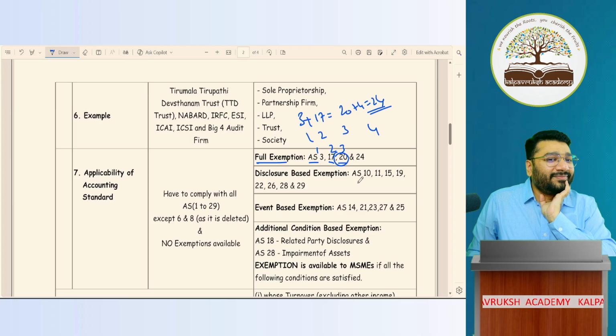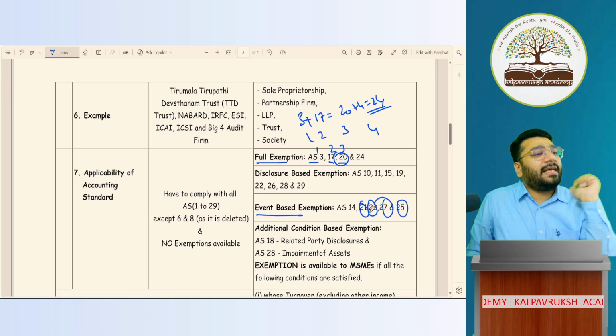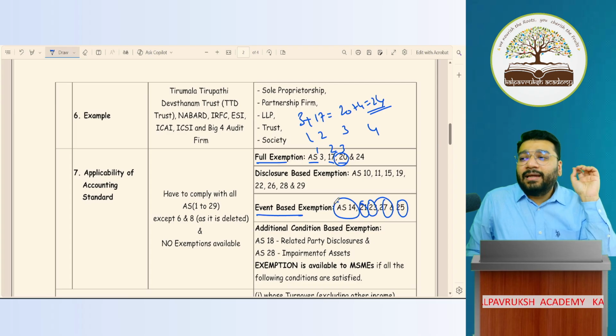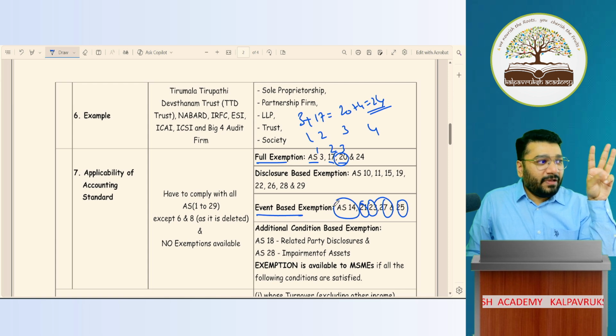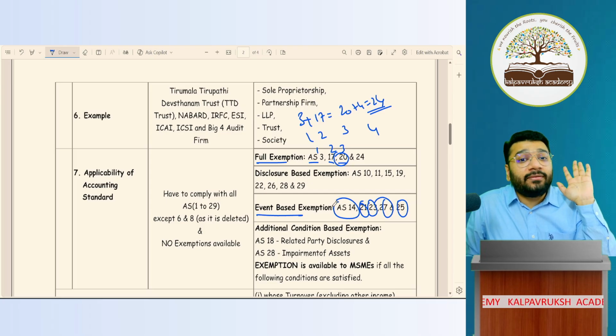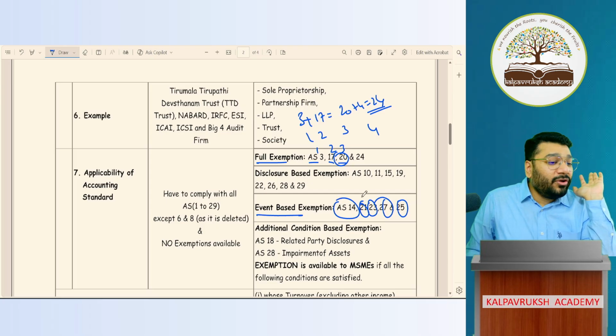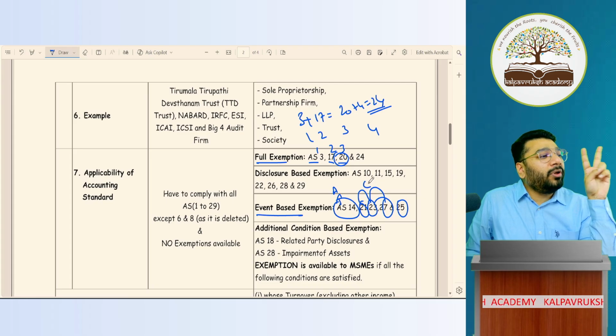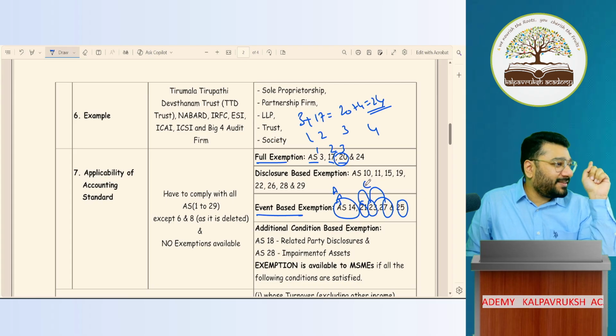You'll take care, no? I'll go to the next point. Okay. Event-based exemption. Same 21, 23, 25, 27. One extra is added, 14. Amalgamation. Now how to remember this? In CA Inter, there are 2 deadly concepts. 3 are there, but forget the third one. 2 are too deadly. One is consolidation. Second is amalgamation. AS 14 stands for amalgamation. 21, 23, 27 stand for consolidation. So both deadly dragons have come together in one place.